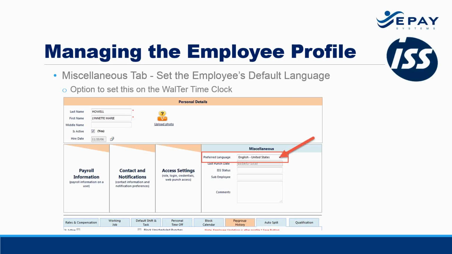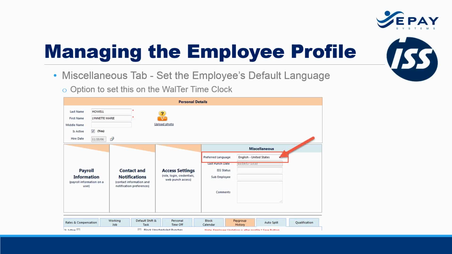You have the opportunity to go in there and set that for the employee. Now, if you have a Walter time clock and you registered an employee, that is actually a question that is asked of you at the very end of the prompt. You'll be asked to set a default language for the employee. So the employee can set the default language there, and the system will update that information back to the Blueforce employee profile here. Now, if you're in phone-in, mobile punch, or web punch, you don't get that option.